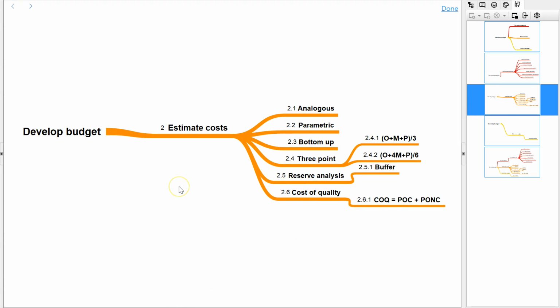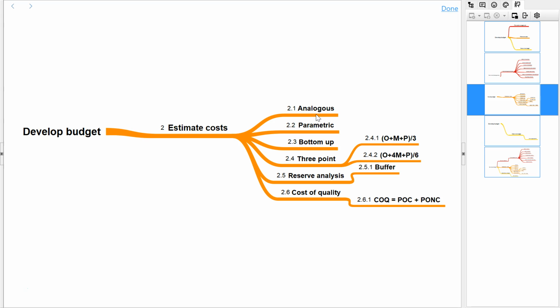Then we get into developing the budget, and here the key thing is to estimate the cost. Here are the tools and techniques for estimation. One is analogous estimation. It is about comparing and taking. Now, if I've done a similar project or a similar activity in the past, I can always base the estimate on that past similar activity's estimate or the actuals. So we call it analogous.